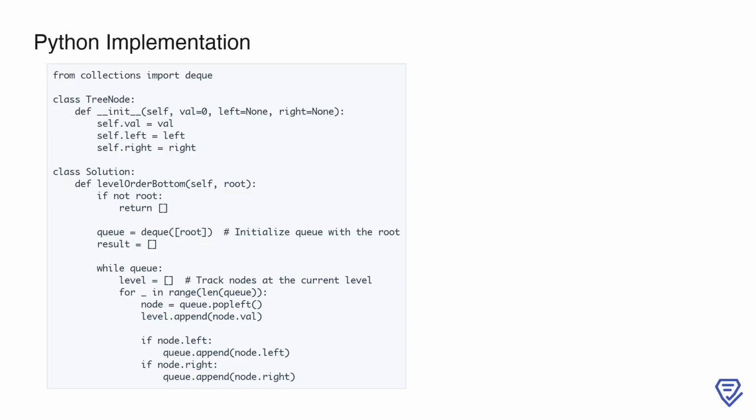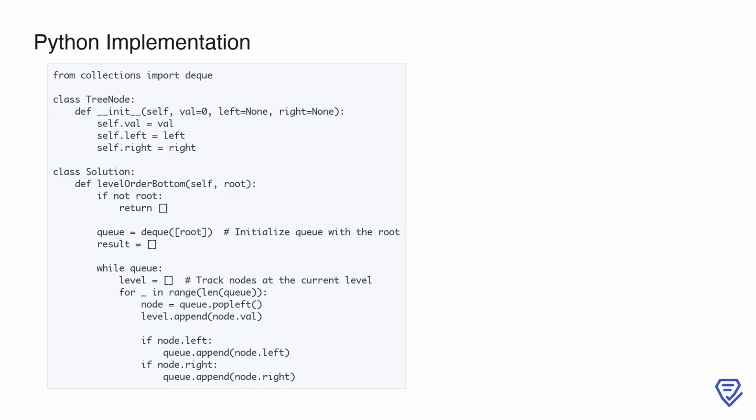After that, we define a Solution class with a method called levelOrderBottom. This method takes the root of the binary tree as input. The first thing we do inside the method is check if the root is None. If it is, we return an empty list since there's no tree to traverse. If the root exists, we initialize a queue using deque and start it off with the root node. We also create an empty result list, which will eventually hold the levels of the tree.